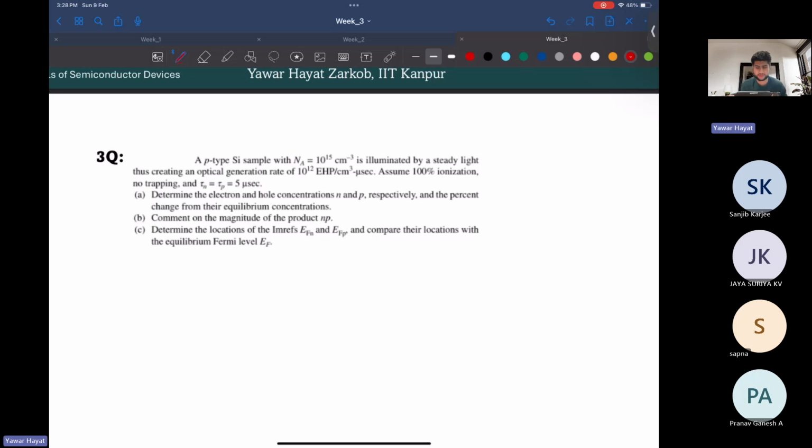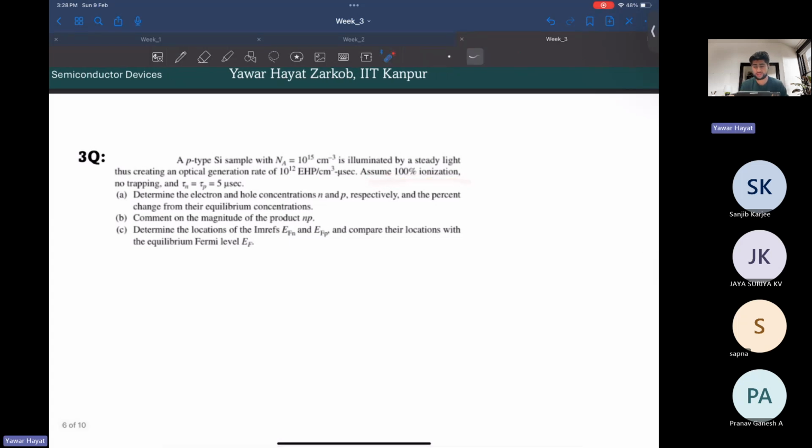Let's approach this problem step by step. So what is the doping in the sample? I need someone with me on mic who could answer it, or all of you can chip in. What is the doping in the sample? 10 to the power 15. And this is acceptor ion doping, right? And since we are assuming 100% ionization, this doping would lead to what? Would it lead to holes or would it lead to electrons?